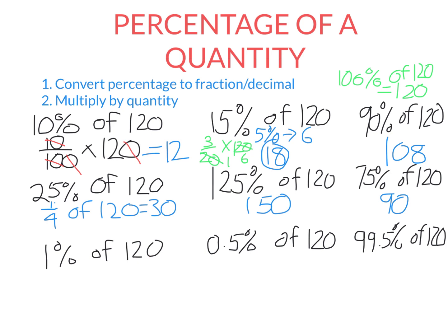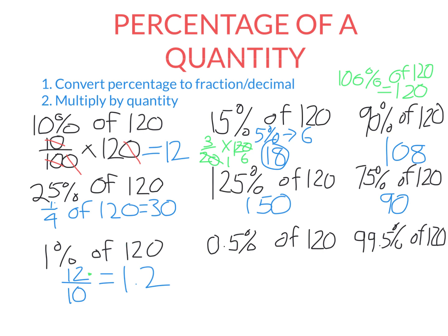So how do we find 1% of 120? Well, we can use our rule. We can go 1 over 100 times 120. But it might be easier to do it this way. So if 10% of 120 is 12, this is 1/10 of that. So 1% is 1/10 of this, or 12 divided by 10, which hopefully you know is 1.2. When you're dividing by 10, you just take the decimal point and you move it 1 spot to the left. So 1% of 120 is 1.2.